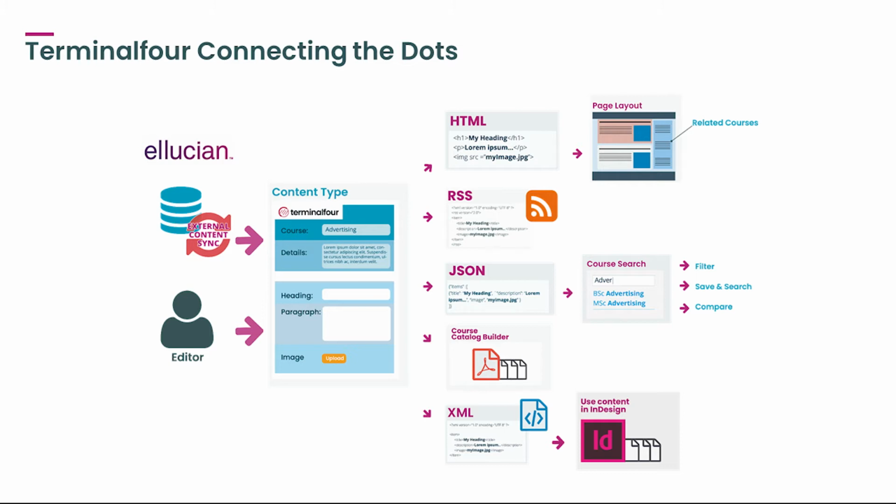Once the content is within the Terminalfour system or synchronized into the Terminalfour system, it can be reused anywhere. So it can be pushed out to websites, even little micro web services feeds. For example, if someone wanted to provide a public API of, say, courses or something like that, it can even be pushed out into course catalogs, into PDF publications, or into other formats as well. But ultimately, this content can be completely reused.